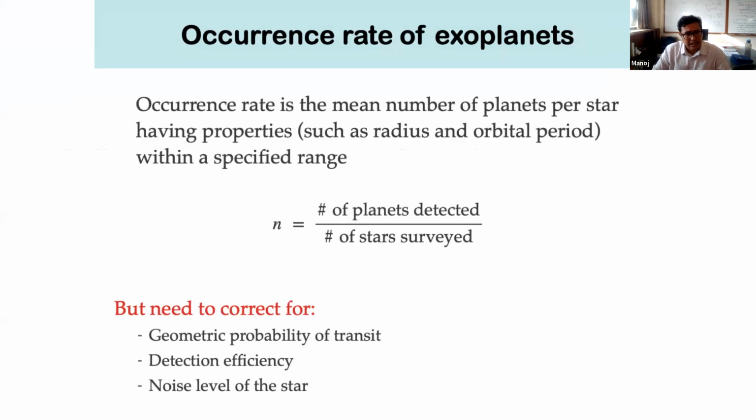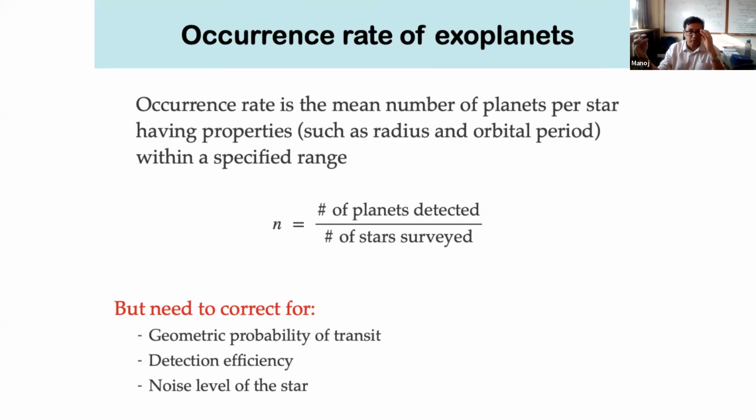To learn about this, it's not enough to just look at a piece of sky, count the number of stars with planets, and then divide it by the total number of stars that you looked at. That will not give you the real fraction of stars with planets, right? Because there are a lot of selection effects and observational biases. So to avoid that, astronomers and astrophysicists calculate something called the occurrence rate.